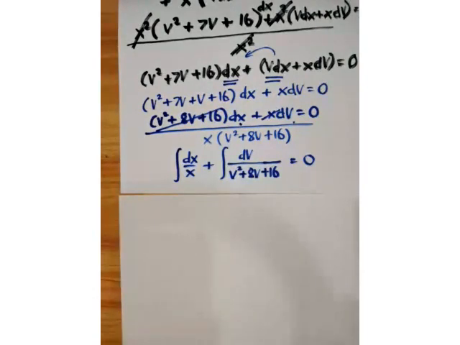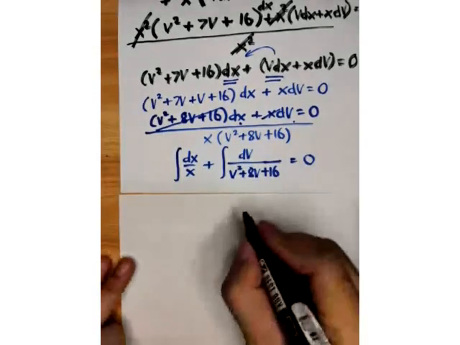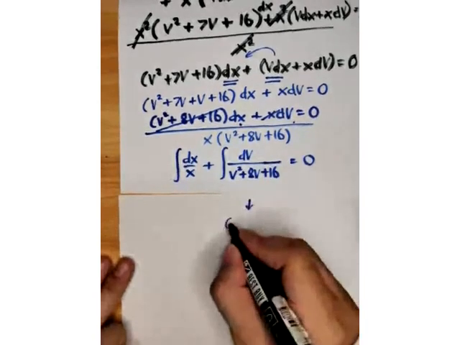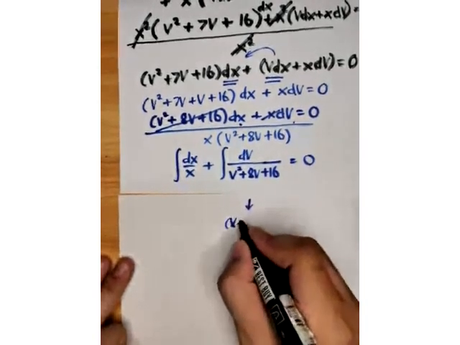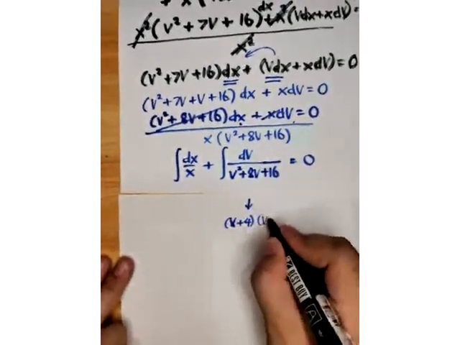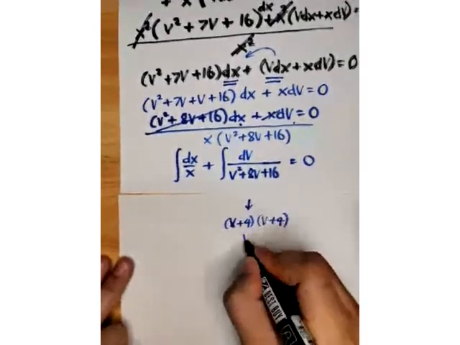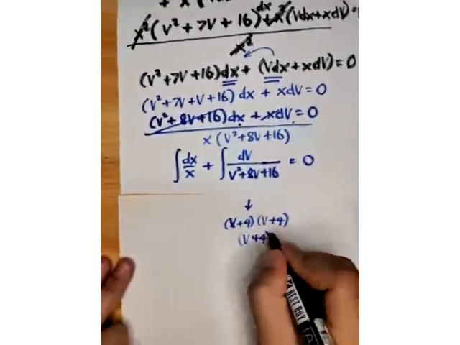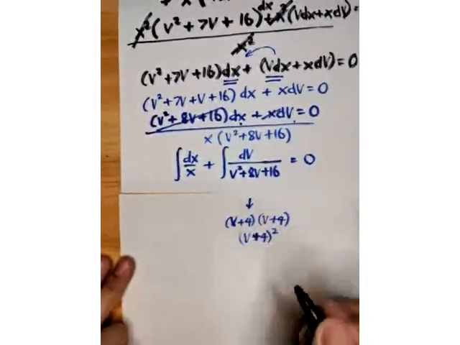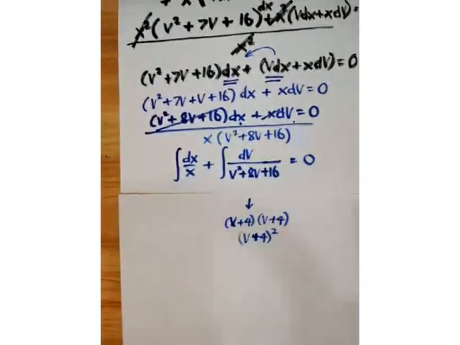Okay, is that a perfect square? I-divide natin yung 16 ng dalawa. So, square root pala natin. So, 4. 4 plus 4, 8. Okay, so tama. So, we can transform this as v plus 4 times v plus 4. Or that is v plus 4 squared. Tama ba ako? V plus 4 squared.